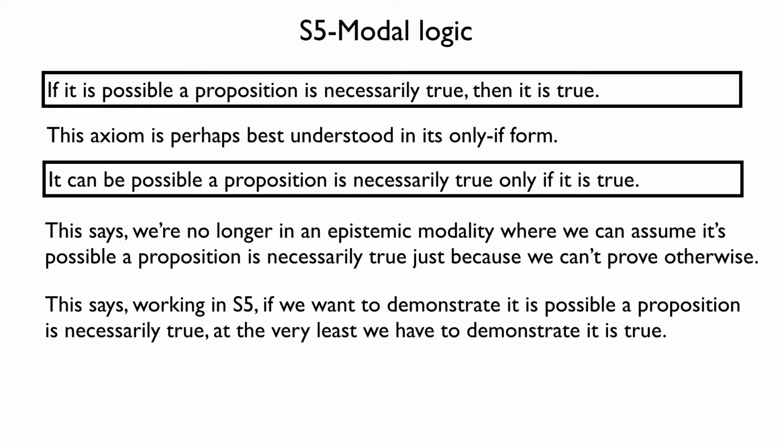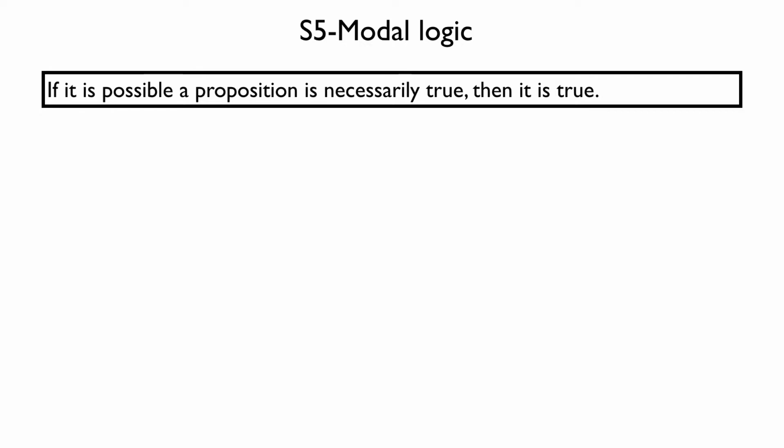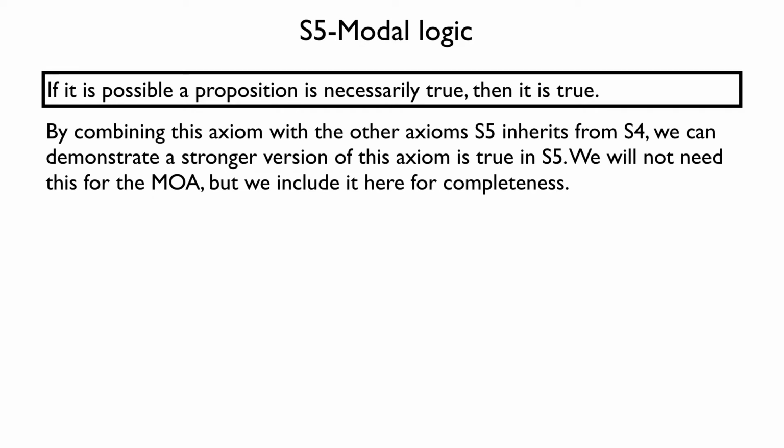This says, working in S5, if we want to demonstrate it is possible a proposition is necessarily true, at the very least we have to demonstrate it is true. So if it is possible a proposition is necessarily true, then it is true. By combining this axiom with the other axioms that S5 modal logic inherits from S4 modal logic, we can demonstrate a stronger version of this axiom is true that also has to be true in S5 modal logic. We will not need this stronger version of the axiom for the modal ontological argument, but we will include it here for completeness and also to help better understand S5 modal logic.